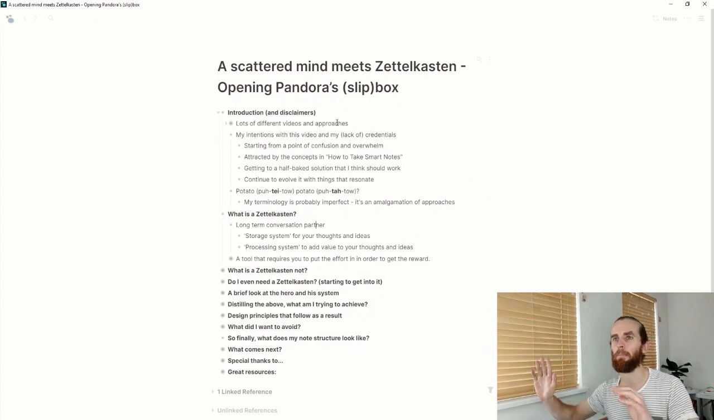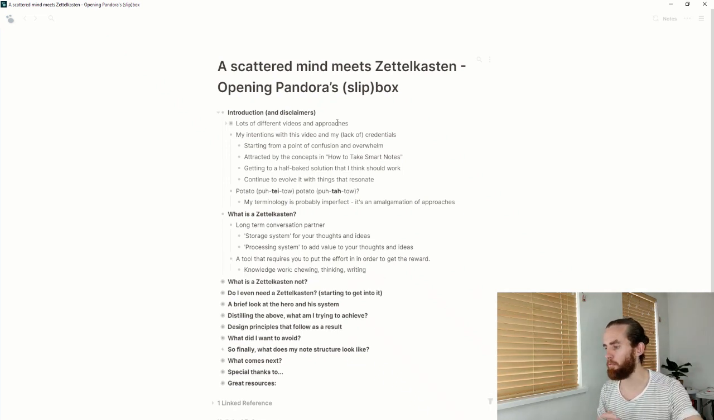It just means that I can bring out ideas and engage with this one topic there and then engage with another topic there, all by using a cleverly referenced system. I also want to say that it's a tool that requires you to put in the effort in order to get the reward. It takes a lot of work. It really requires the knowledge work side of things: chewing, thinking, writing.